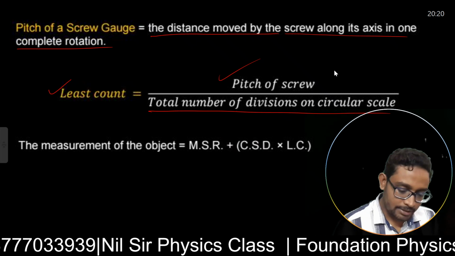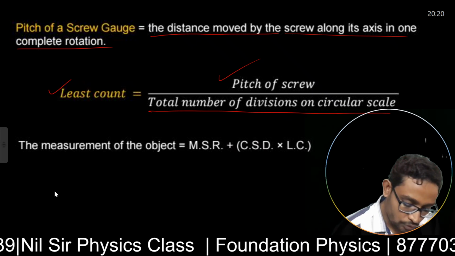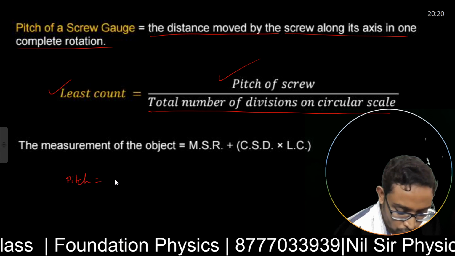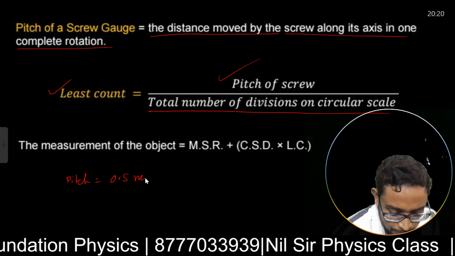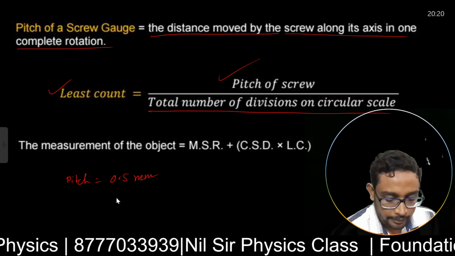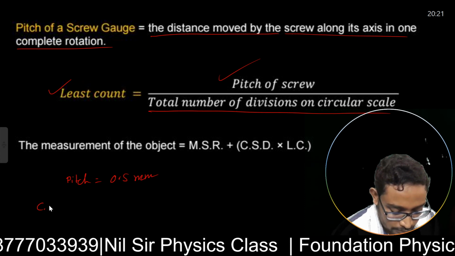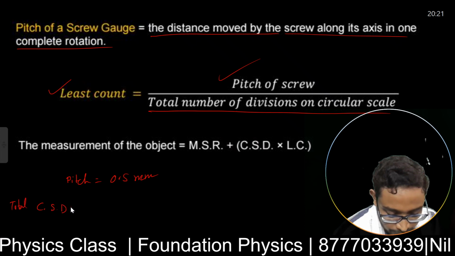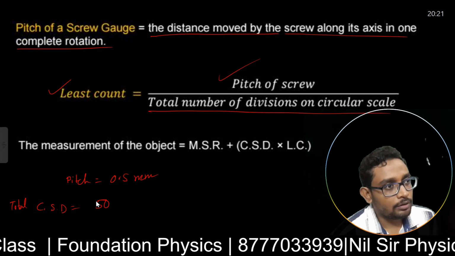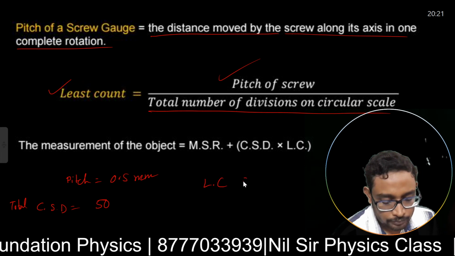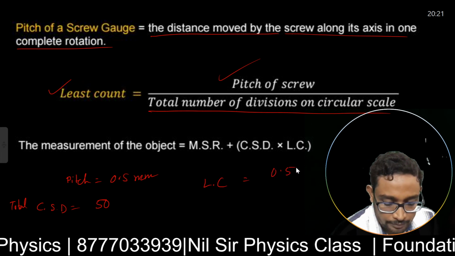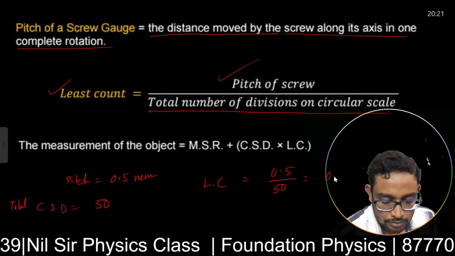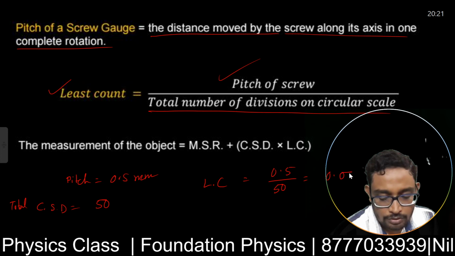So, for example, let us assume the pitch equals 0.5 and the total number of circular scale divisions equals 50. What will be the least count? 0.5 divided by 50 equals 0.01.